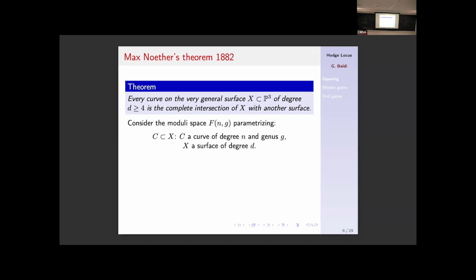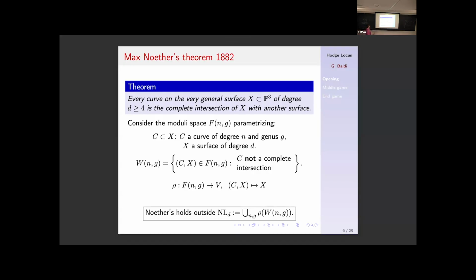So how do we prove this theorem? What was Noether's idea? You can consider another moduli space. So you fix n and g. Now we are really speaking of surfaces. So you fix n and g, and you parameterize curves of degree n and genus g on a surface of degree d. And inside this locus, you can consider a smaller sublocus given by pairs (C, X), where C is not a complete intersection. And there's a projection map, just by forgetting the curve, associating X from this moduli space.